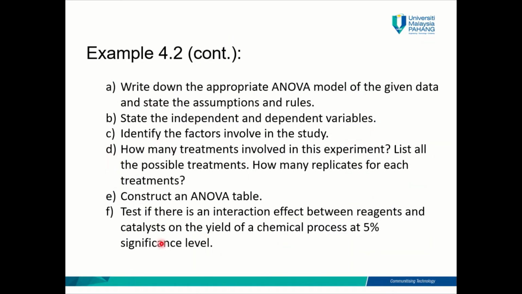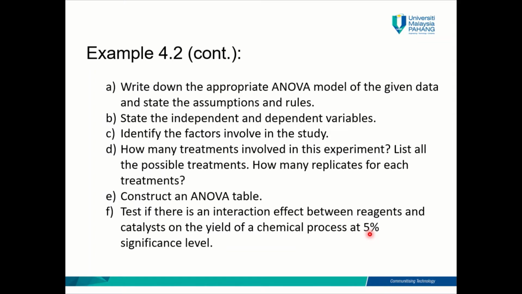Now question F. Test if there is an interaction effect between the reagents and catalysts on the yield of a chemical process at 5% significance level. So you need to test, is there any interaction effect between factor A and factor B? In this question, catalyst is your factor A, on the response using 5% level of significance.